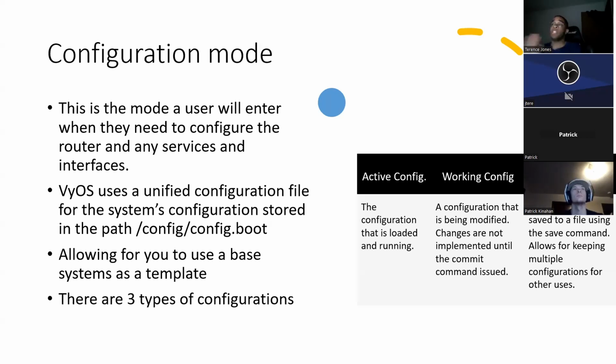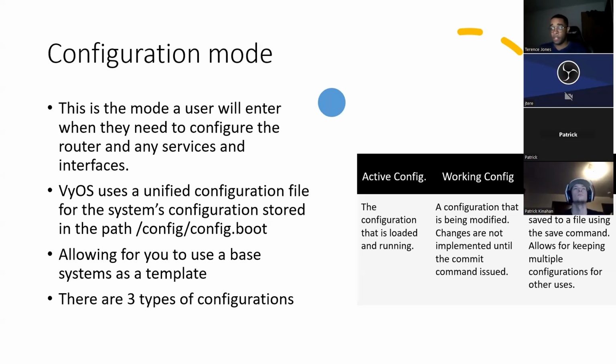And then there are 3 types of configurations while you're in configuration mode. The first one is active config. This is the configuration that is loaded and is running. That means that while you're running VyOS, whatever configuration that you may have last used, that's the one that's being used throughout the whole network infrastructure. So if you have 3 interfaces in the active configuration, that's what's running right now.